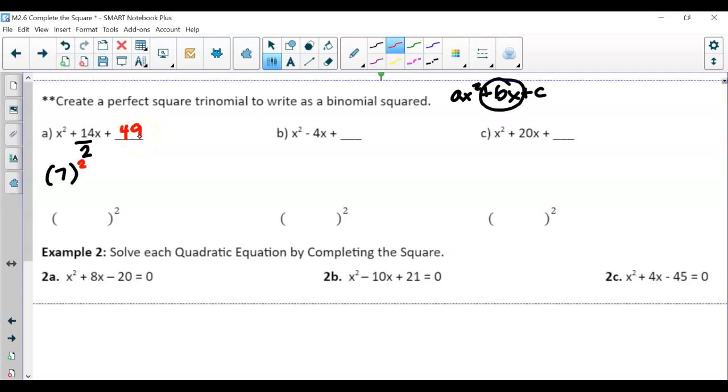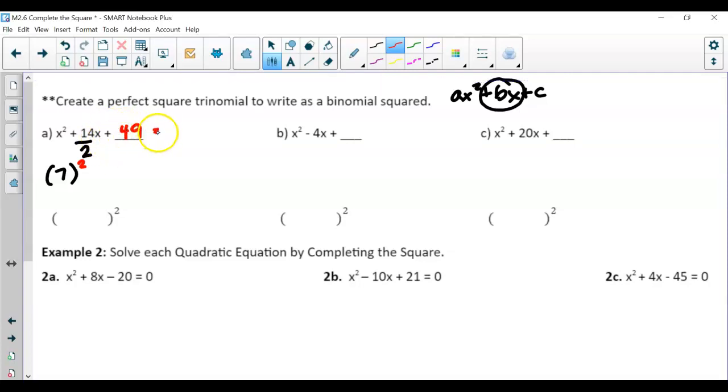Now, when we get to completing the square, this is the value that you would add to both sides of the equation. So just keep that in mind, because that's what we're going to do to get that value. We're going to take that b term, half it to get 7, and then square it. So now we can factor.